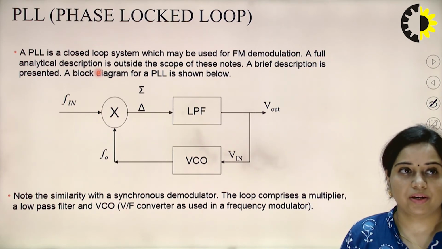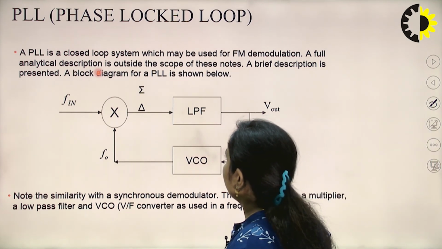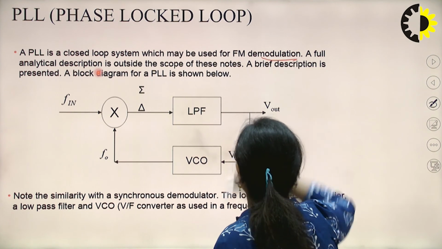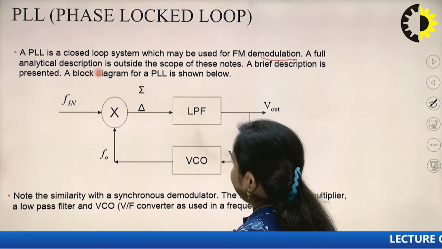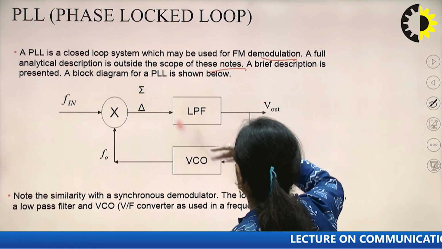Now the next type of demodulator is the phase locked loop, in short known as PLL. Now PLL is a closed loop system which may be used for FM demodulation. A full analytical description is outside the scope of this particular description.